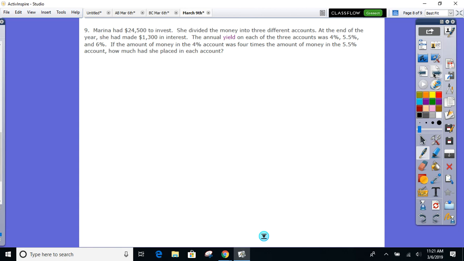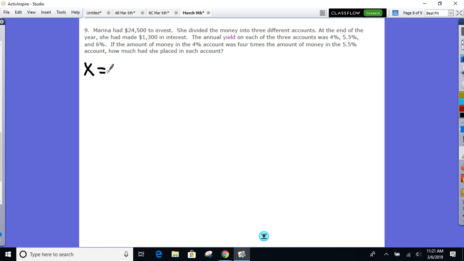How many accounts are there? That means I'm going to have 3 variables, probably meaning 3 equations as well. Let's roll. X will be, I'm just going to make the decision, the money in the 4% account. Next one, Y is the money in the 5.5%. And then Z will be the money in the 6%.